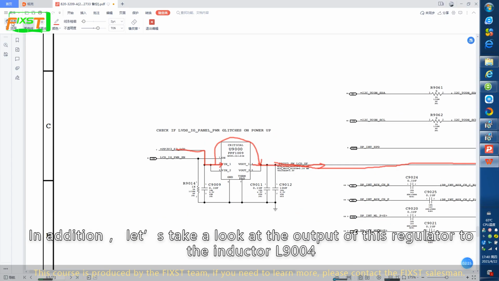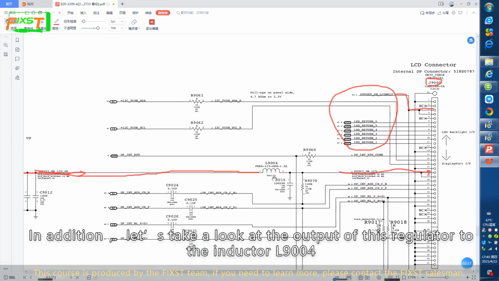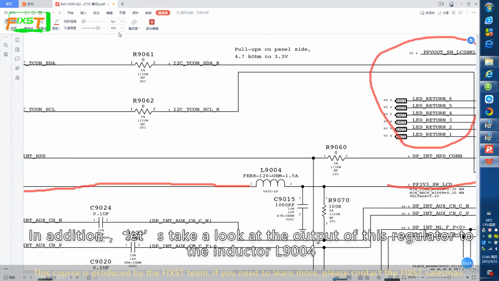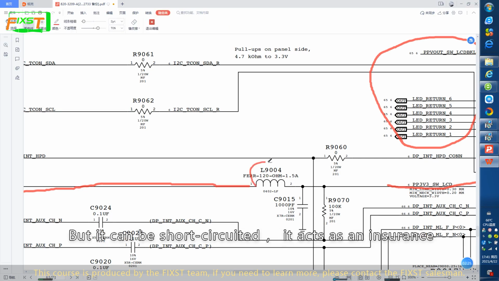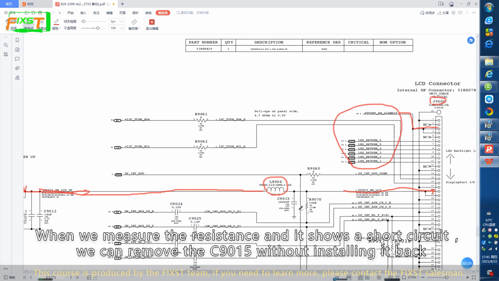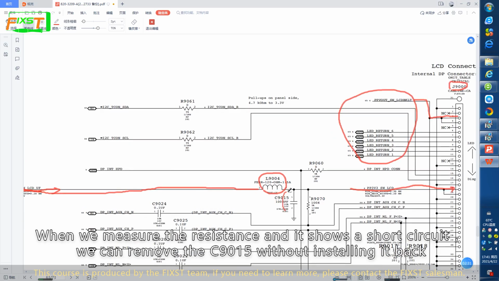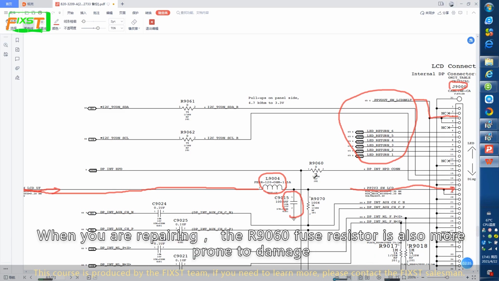In addition, let's take a look at the output of this regulator to the inductor L9004. This inductor is relatively easy to break, but it can be short-circuited. It adds an insurance. When we measure the resistance and it shows a short circuit, we can remove the C9015 without installing it back. When you are repairing, the R9060 fused resistor is also more prone to damage.